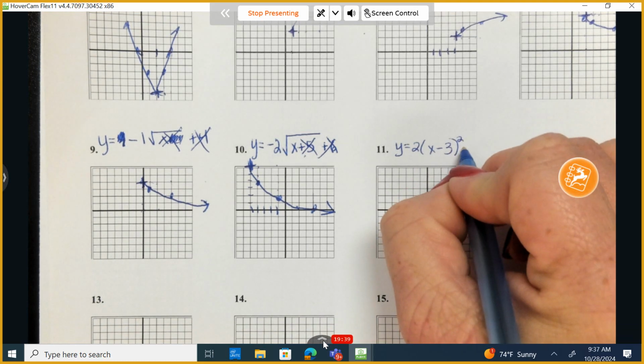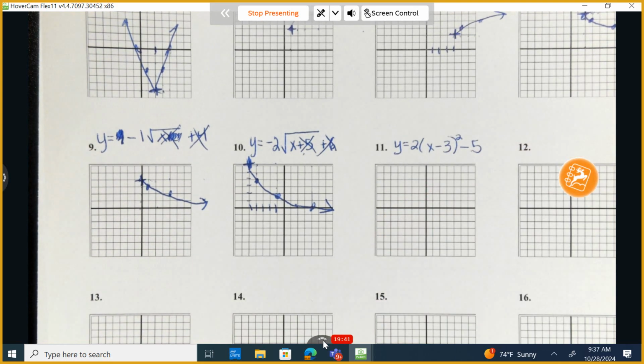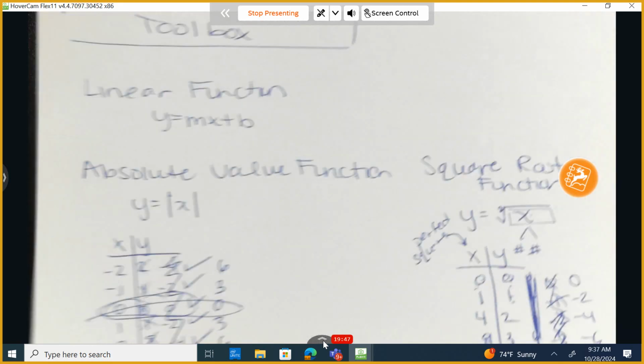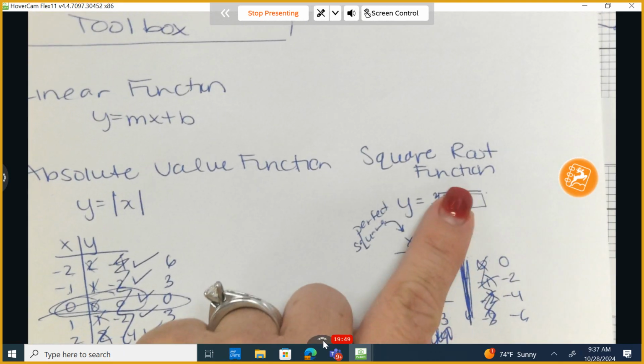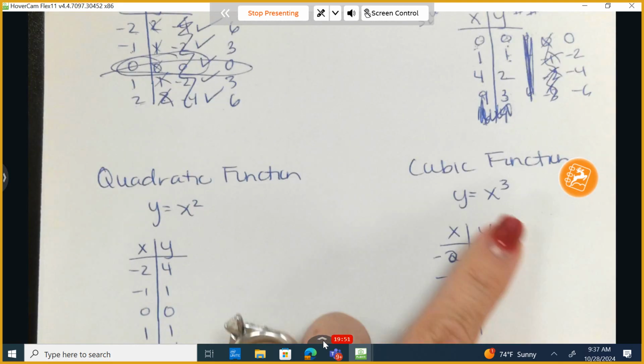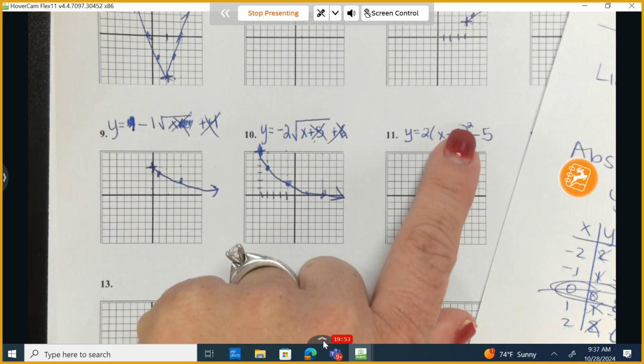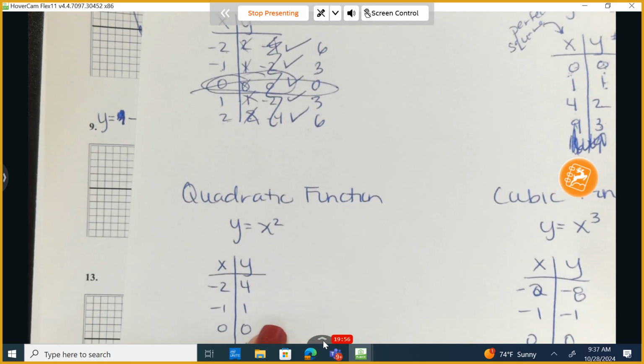What's the first thing you would do? Well, the first thing you do is you identify what's the common function. So is this linear, absolute? Is it a square root? Is it quadratic? Is it cubic? I see the square, I know it's quadratic.